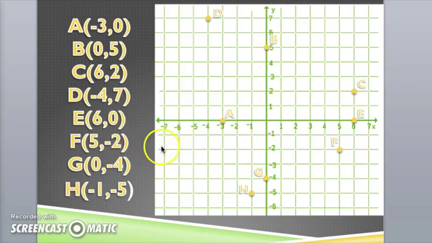So here are the points we needed to locate. We have minus 3, 0; 0, 5; 6, 2; minus 4, 7; 6, 0; 5, minus 2; 0, minus 4; and minus 1, minus 5.